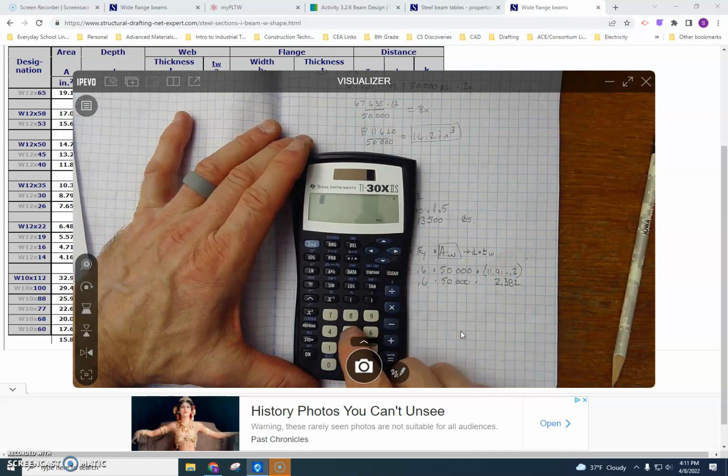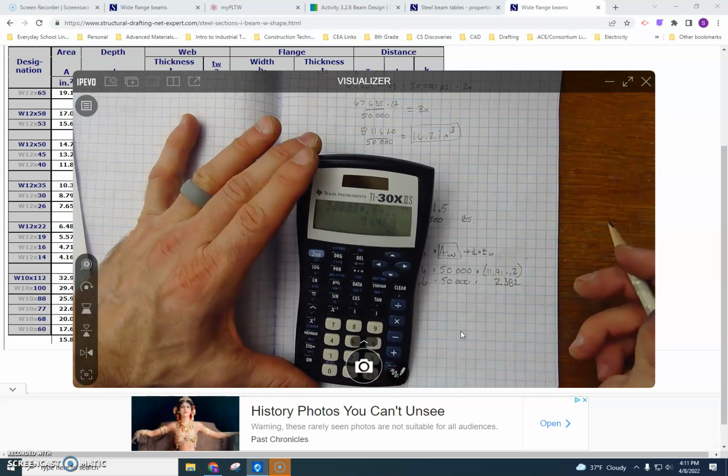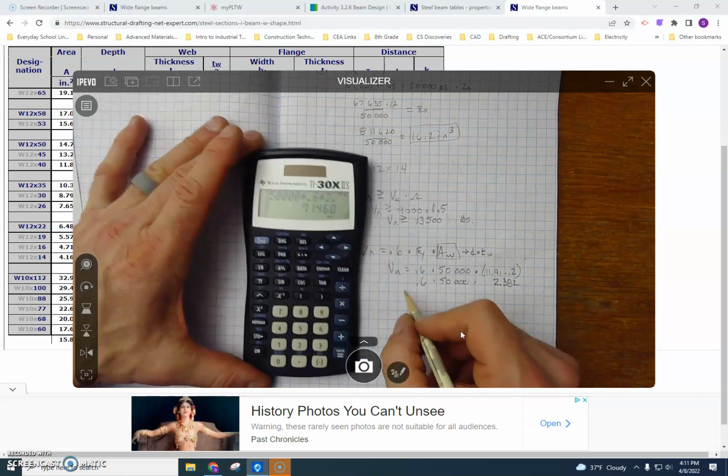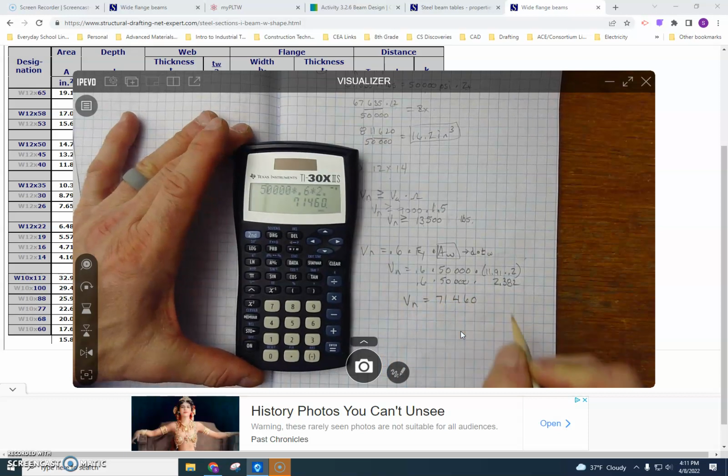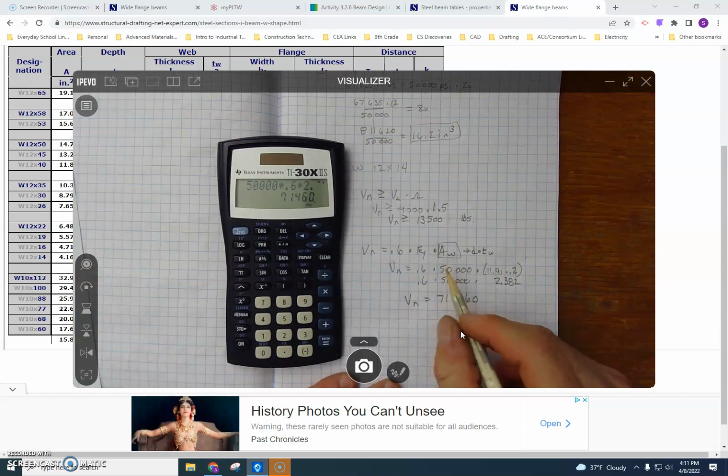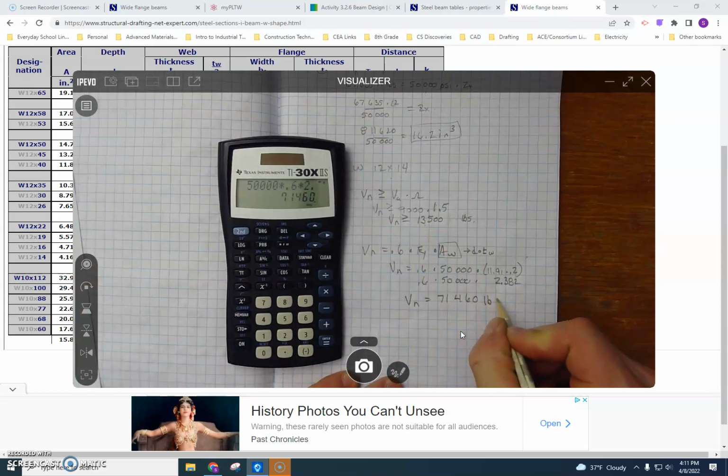So here we go. 50,000 times 0.6 times 2.382 equals, and I get 71,000, so Vn equals 71,460. And what am I going to have here? This is going to be pounds.